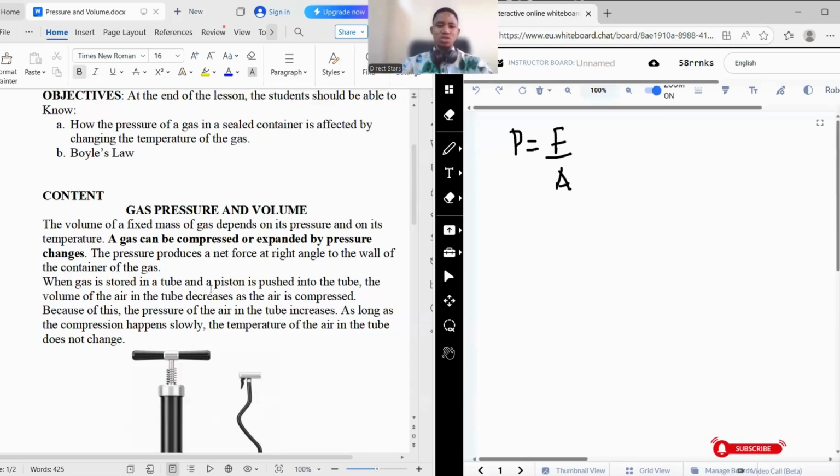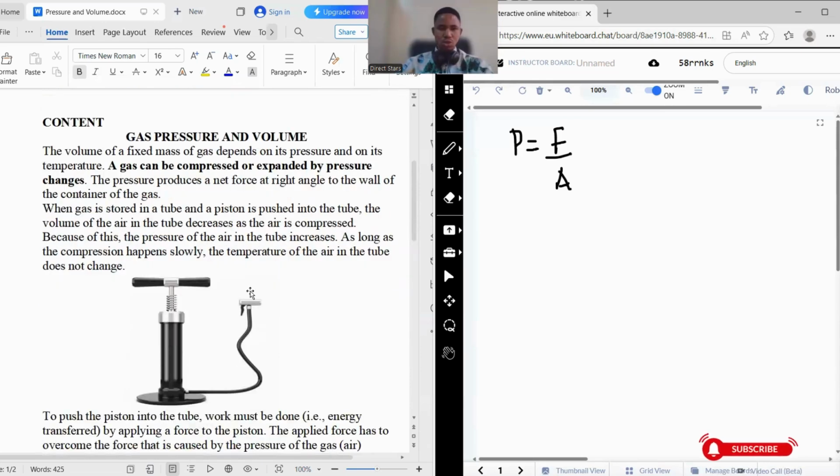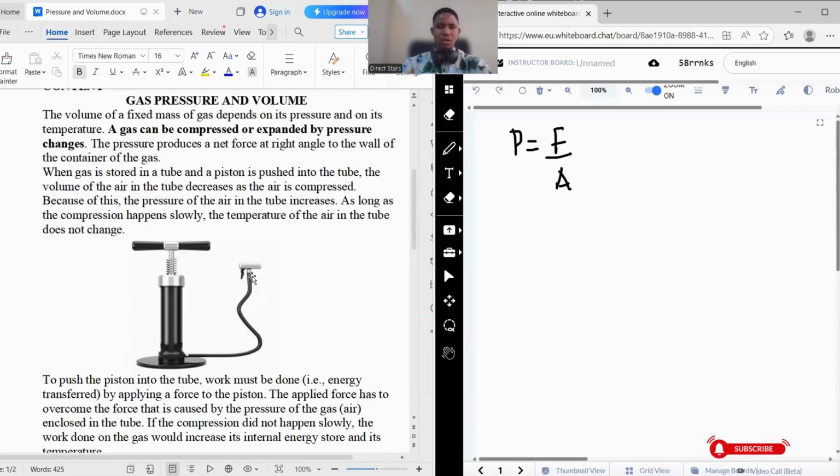When gas is stored in a tube, let's use this piston to give an example. This is the piston here. When we push this downward, that is when we apply pressure to it, and this is the volume there. When we increase the pressure, there will be a reduction in the volume. But when we reduce the pressure, there will be an increase in volume. This is the relationship between pressure and volume in a gas.